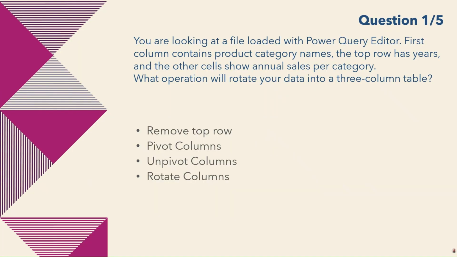Question 1 out of 5. You are looking at a file loaded with a Power Query editor. First column contains the product category names, the top row has years, and the other cells show annual sales per category. What operation will rotate your data into a 3-column table? And the choices are remove top row, pivot columns, unpivot columns, and rotate columns. So you'll always have to select only one of these choices.